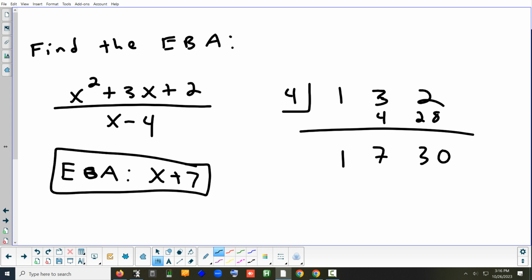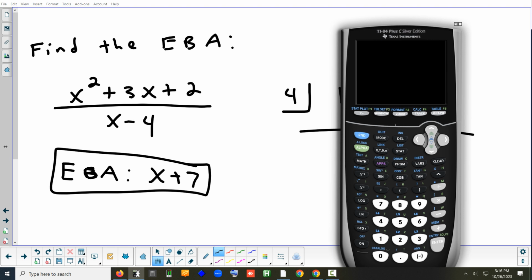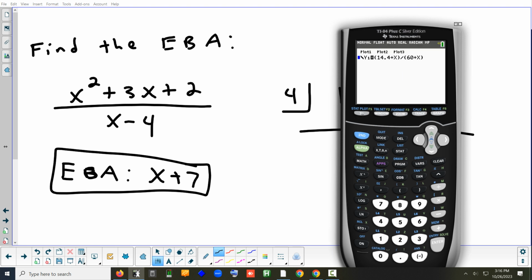Now, how could I verify that that is the EBA? Graph it. Yeah, you could graph it. So let's graph x squared plus 3x plus 2, and we'll also graph the EBA, x plus 7. We're also going to have a vertical asymptote in this one. They didn't ask for that, but what is the vertical asymptote? 4. So what that's going to do is break our graph into 2 pieces.